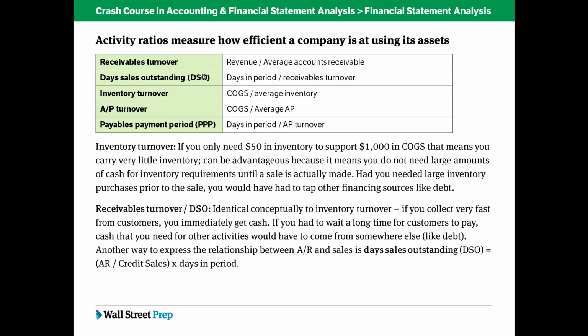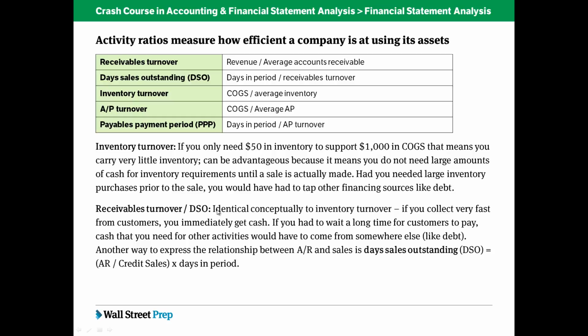So let's go through each one of these where we have something interesting to say. And let's start with inventory turnover. If you only need $50 in inventories to support $1,000 in cost of goods sold, that means that you can carry very little inventory. And that can be advantageous because it means you don't need large amounts of cash for inventory requirements until a sale is actually made. Had you needed large inventory purchases prior to the sale, you would have had to tap other financing sources like debt. So the nice thing about having a very high inventory turnover is that you can actually use the cash you would have otherwise had to use for inventory on other things.